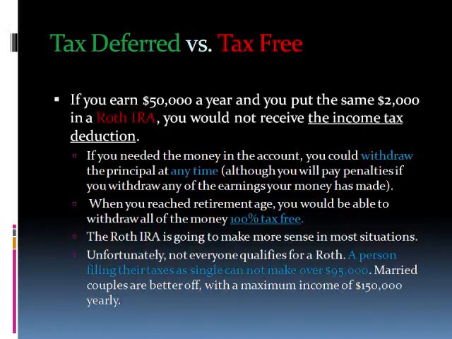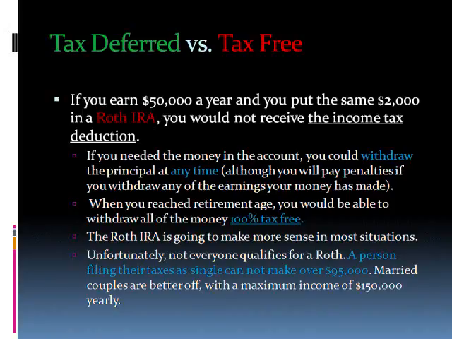If you earn 50,000 a year and you decide to put the same $2,000 in the Roth IRA, you would not receive the income tax deduction. But if you decide you need the money from the account, you can withdraw the principal at any time, although you will pay penalties if you withdraw any of the earnings your money has made. But when you reach retirement age, you will be able to withdraw all the money 100% tax-free.